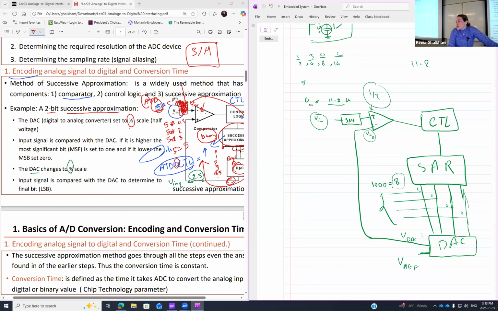Now this one will be doubled as a reference. These are what is inside here. After it is generated, it will double it. And then my reference will become 16. Reference right now is 16 volts.